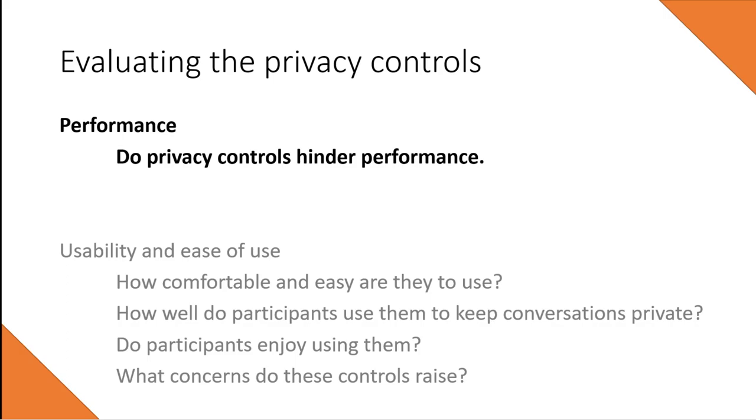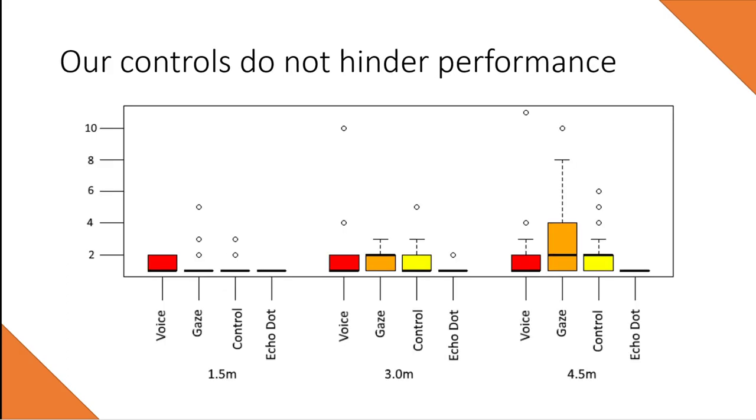In the interest of time, I will not be going into too much detail over this evaluation. Those details can be found in the paper, but I will go over our results. In short, we had participants stand at different distances and activate the device, seeing how many attempts it took to activate the device. Overall, we'll see that although the Amazon Echo Dot smart speaker outperformed our controls, the voice control and gaze control perform similarly to the mute button, i.e. the control condition on the graph, which suggests that the disparity is due to the fact we had a custom-built smart speaker rather than anything inherent in the controls.